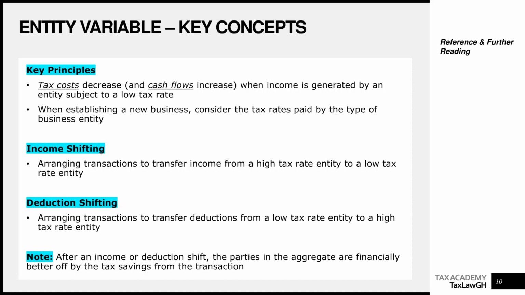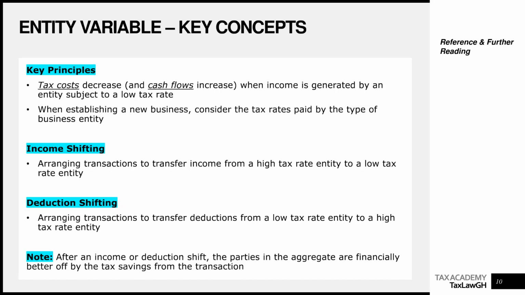If you forget anything at all, remember this principle here, that tax costs decrease, and as a result of that, your cash flows will increase when income is generated by an entity subject to a low tax rate. And you agree with me? If your tax rate is lower, your tax cost will be lower. And if your tax cost will be lower, you should have higher cash flows, all things being equal, right? So your tax cost will decrease and your cash flows will increase consequently when the entity that generates the income is subject to a lower tax rate.